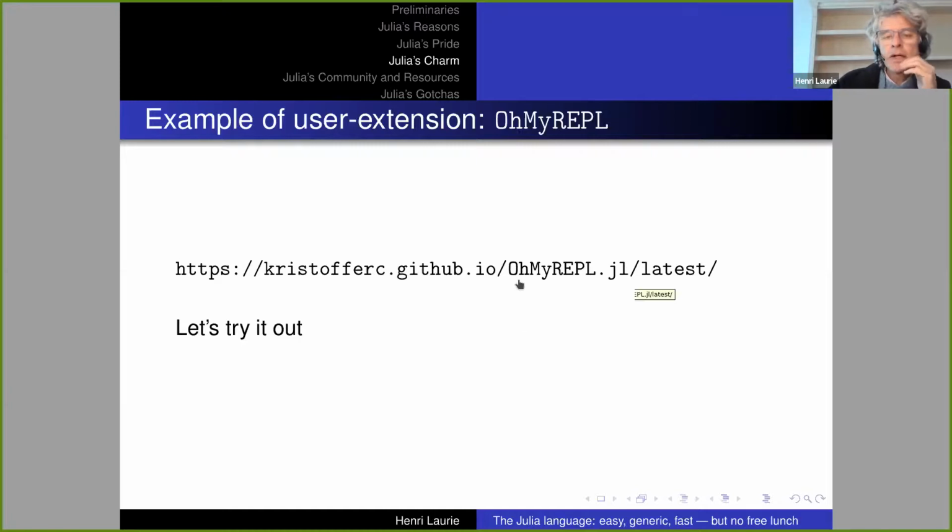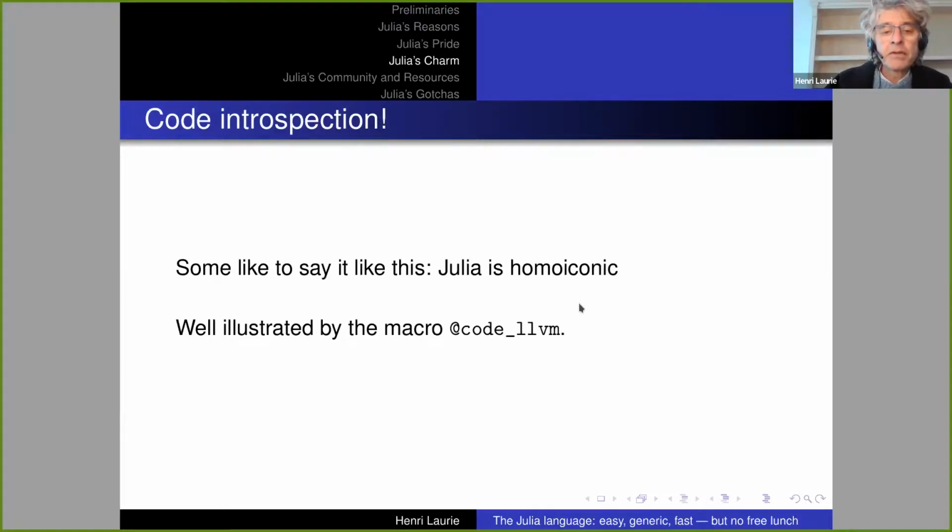Here is my REPL, and I'm running out of time, so I'm going to skip over this a bit. But my REPL is one of the many custom REPLs that you get. It will do a lot of color for you of your code, and it also has other services.